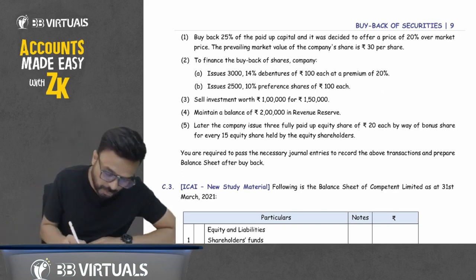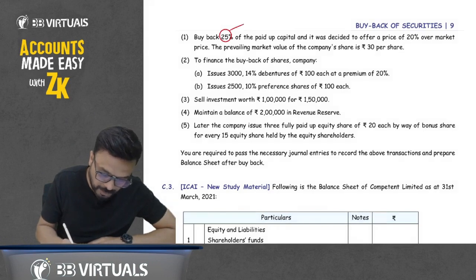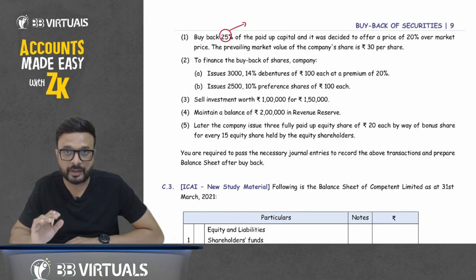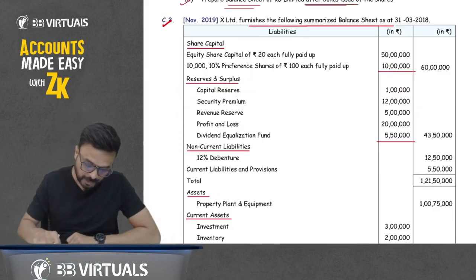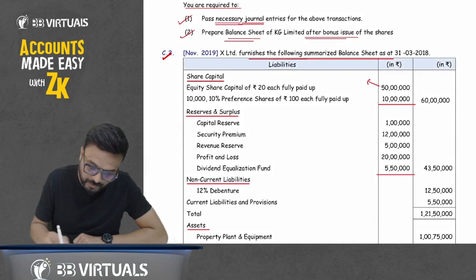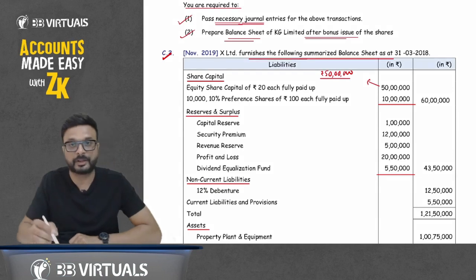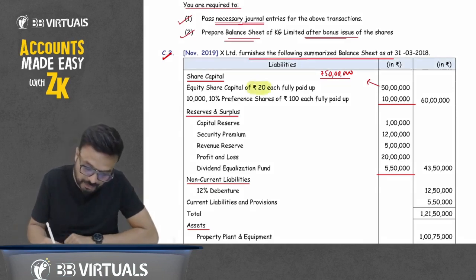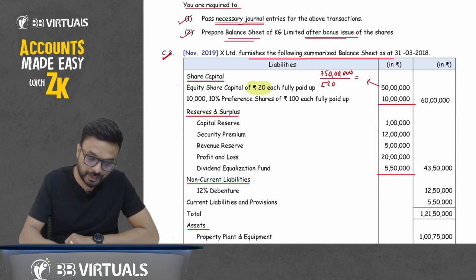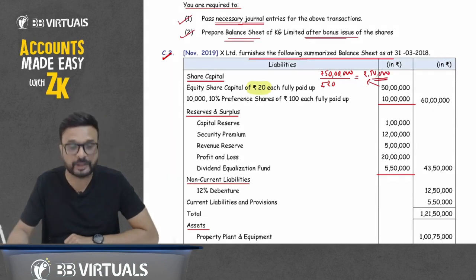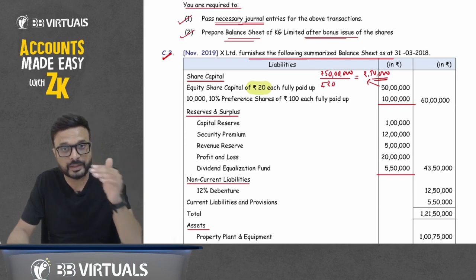What happened here? They want to do the buyback. How much do they want to buy back? 25% of the paid up capital. How much capital do they have? And whenever they say buyback, they are talking about equity share capital. How much equity shares do they have? That amount of equity share capital is rupees 50 lakhs. The total capital is 50 lakh and the share is of rupees 20 each. So divided by 20, that comes to 2,50,000 shares. So they have 2,50,000 equity shares.